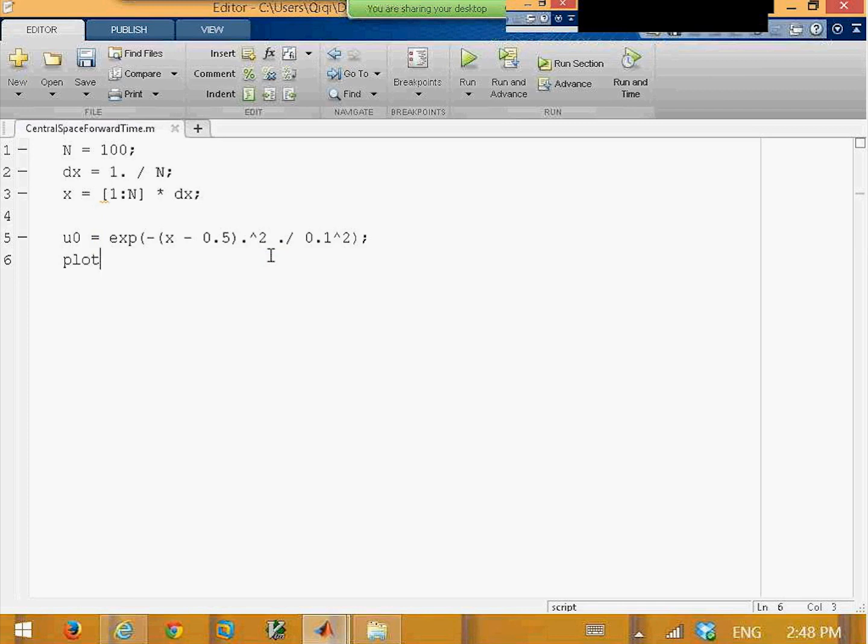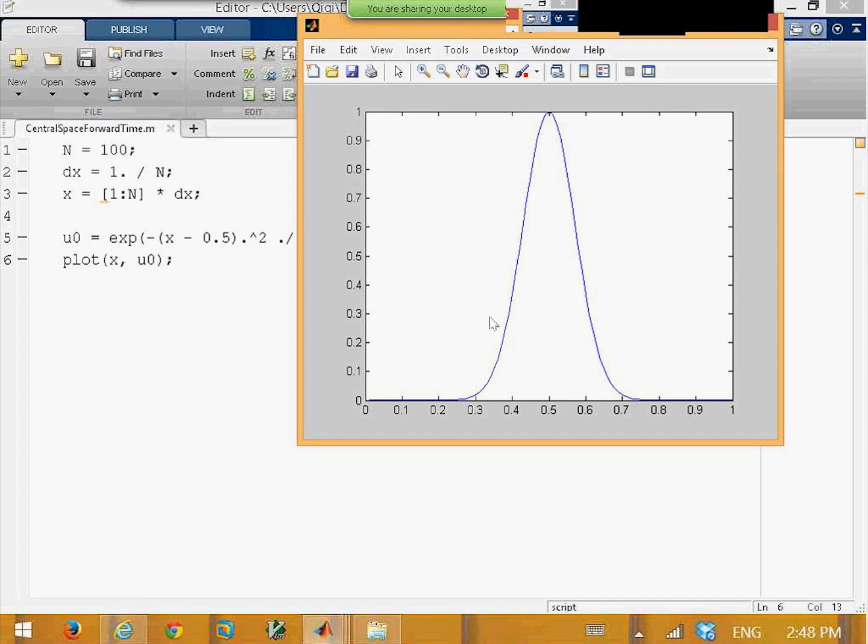Okay, so we can take a look at how the solution looks. We can plot x and u0, and run the script to see how the solution looks. So this is the initial condition, right? We have a Gaussian curve. The shape of the curve is exponential of minus (x minus 0.5) squared. So 0.5 is the center of the Gaussian, and the width of the Gaussian, the standard deviation, is 0.1. So this is the width, or half width, of the Gaussian. Any questions on this? Nope.